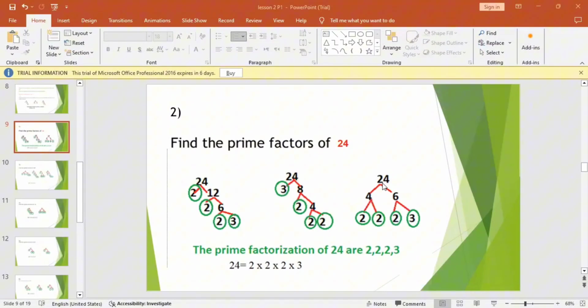24, I can get it by another method by multiplying 4 by 6. 4, I can get it by multiplying 2 by 2. 2 is a prime and 2 is a prime. So I finished this branch. Let's go to the other branch. How can I get 6? By multiplying 2 by 3. So the prime factorization of 24 is 2, 2, 2, 3. Let's check. 2 times 2 equals 4. 4 times 2 equals 8. 8 times 3 is 24. So these are the prime factors of 24.